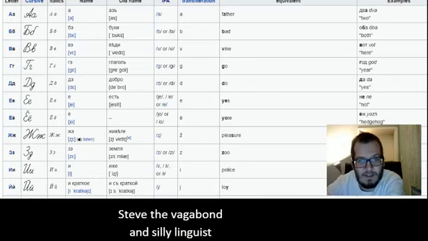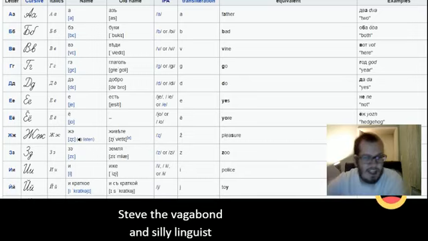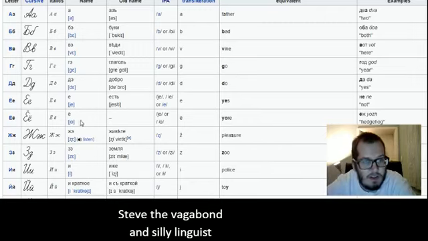This looks like E, but is actually pronounced yeah. You pronounce it just like in English when you say yeah. This one with two little dots on it is pronounced yo.